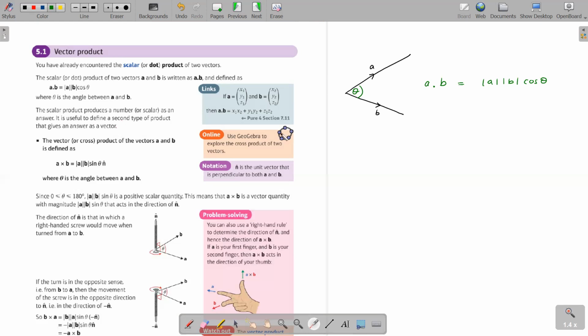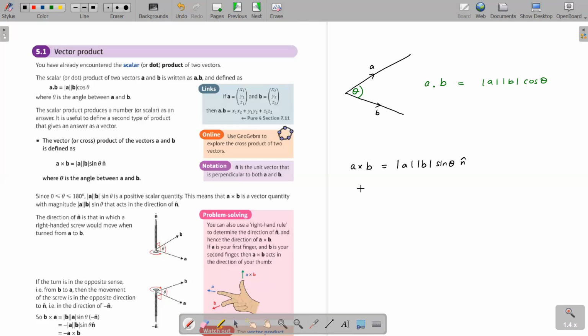In this book, in the X3 book, we are going to learn how to find a second type of product, and that's called the vector product. The vector or cross product of the vectors A and B is defined as A cross B. Look at this. This is really important, and this is one of the main equations in our lesson. A cross B equals modulus A into modulus B into sine theta into n hat, where theta is the angle between A and B.